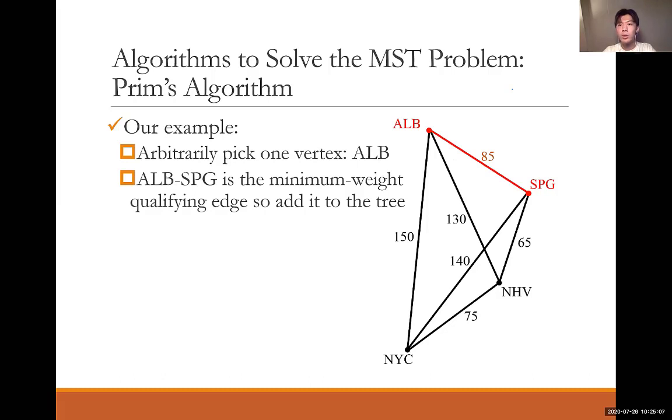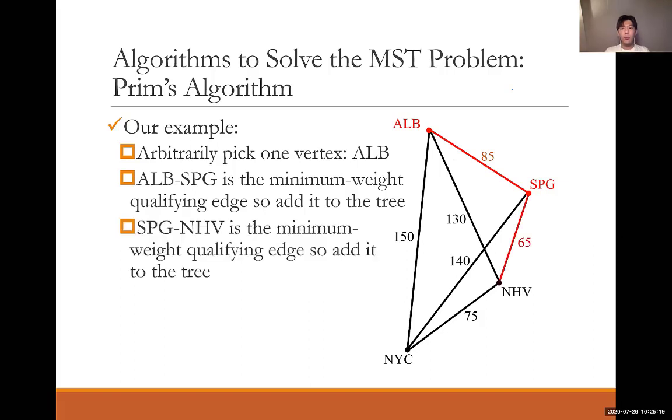Now our tree is shown in red in this slide, which consists of two vertices, Albany and Springfield, and an edge between them. The next step is, again, to consider the edges which connect the vertices in our tree and those which are not in our tree yet. In the previous step, we have Albany and Springfield in our tree. So we look at all the edges connecting one of these two cities to New Haven or New York City. There are four edges in total, and the one with the minimum weight is the edge between Springfield and New Haven, which weighs 65. So we will also add this edge to our tree.